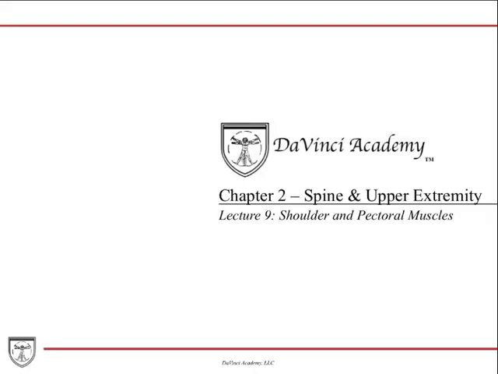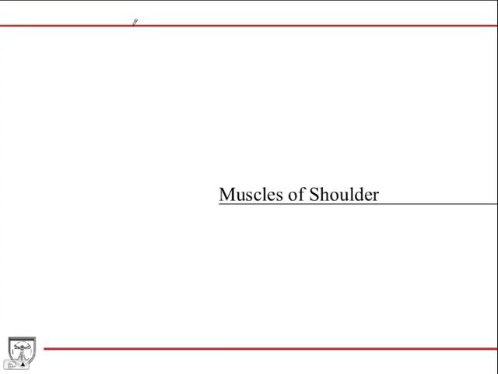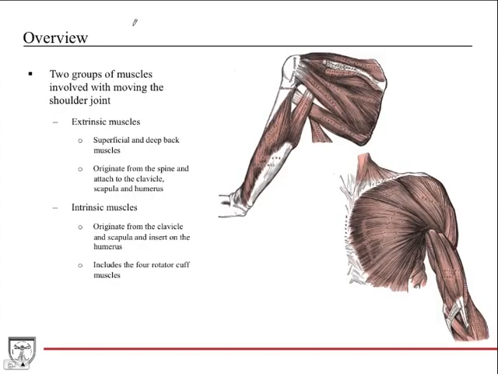Alright, so in this lecture we're going to cover the muscles in the shoulder and pectoral regions. So now we're going to go over the muscles of the shoulder joint. First, an overview: there are two groups of muscles involved with moving the shoulder joint, the extrinsic and the intrinsic muscles.